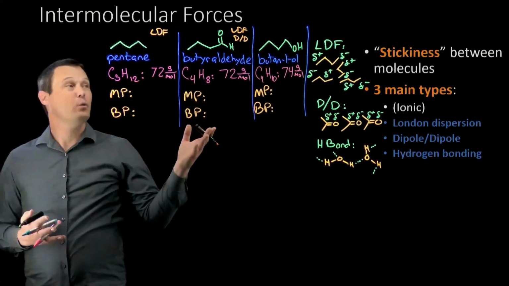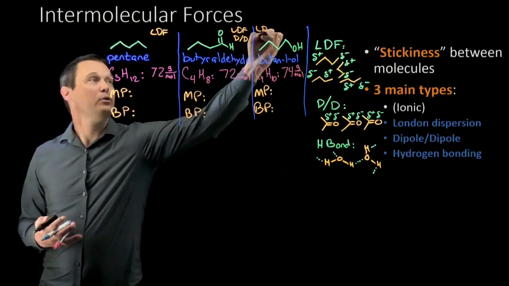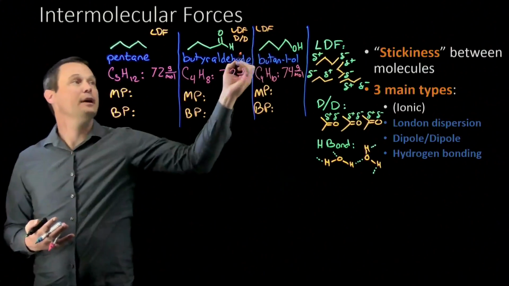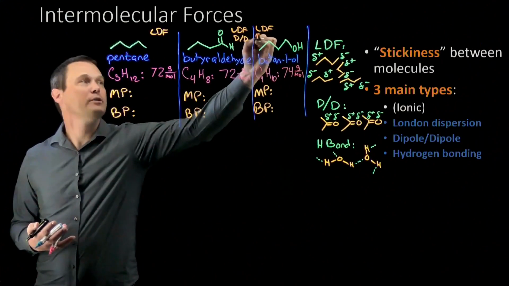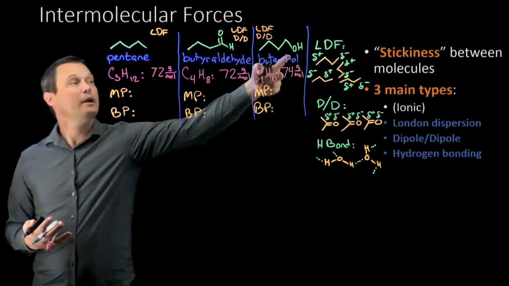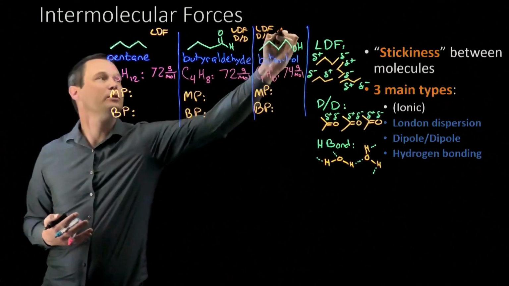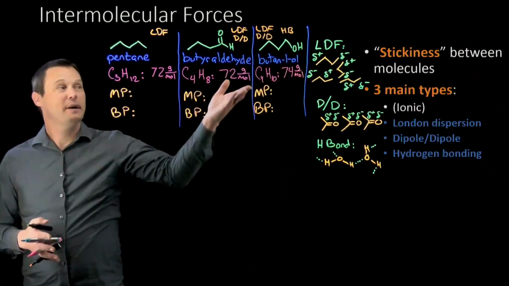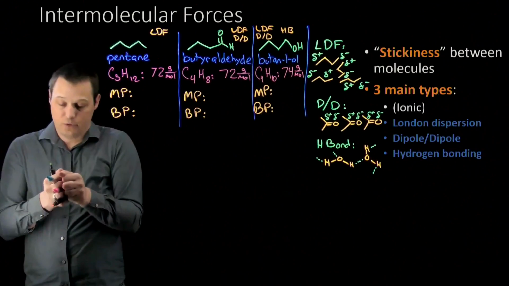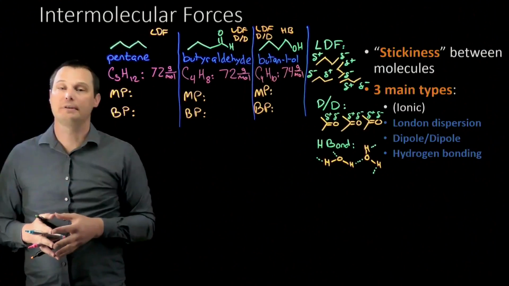And finally, for butanol, every organic molecule in the universe has London dispersion forces sticking it together. It also has a polar carbon-oxygen bond, so it also has dipole-dipole interactions. But it also has this hydrogen capable of hydrogen bonding. It's a hydrogen attached to the oxygen, so it is also capable of hydrogen bonding. We would expect the various molecules of butanol to be stickiest towards each other and have the highest melting and boiling point. So let's look at these trends.